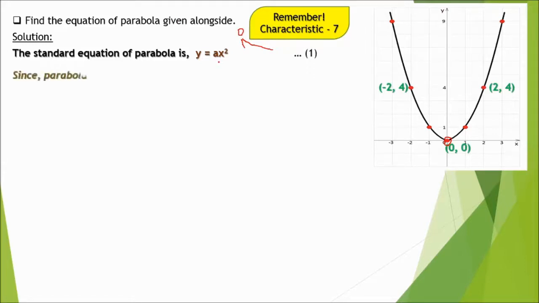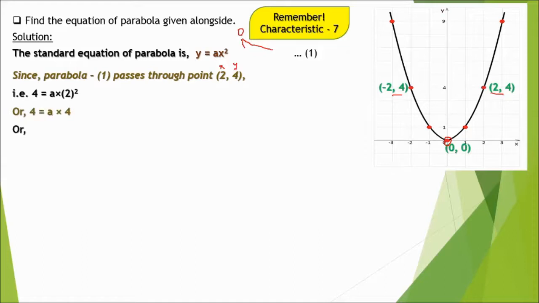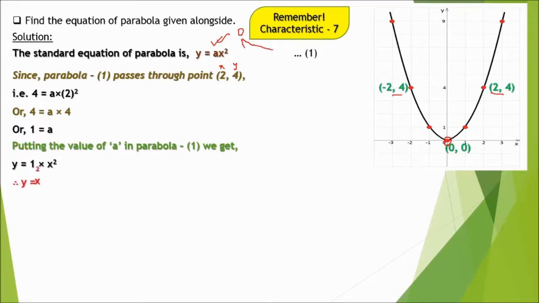This is our first equation, and since the parabola passes through any point, you can take this point also, that is the value of x and y. It is 4 equal to a x square, that is 2 square, 4 equal to 4a, and 4 got cancelled, a equal to 1. Now putting the value of a in parabola 1, we get y equal to 1 into x square, that is y equal to x square is the required equation of parabola. See how simple it is.